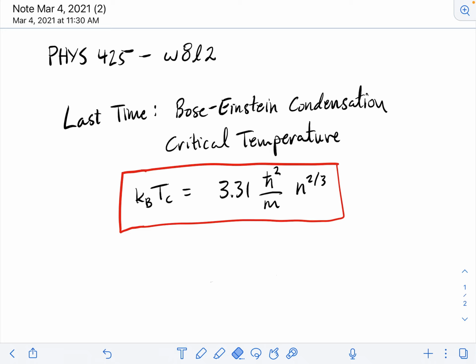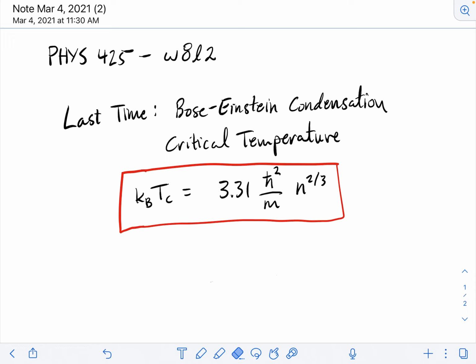Last time we were talking about Bose-Einstein condensation, and in particular we were trying to come up with a way to define the critical temperature below which this condensation occurs. And so that expression we came up with is in the red box.